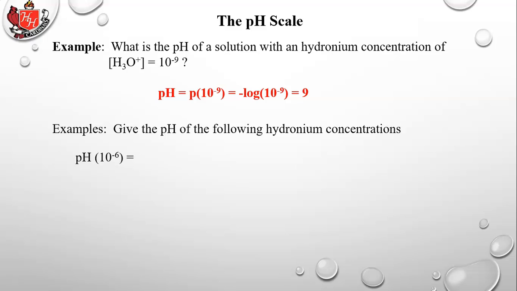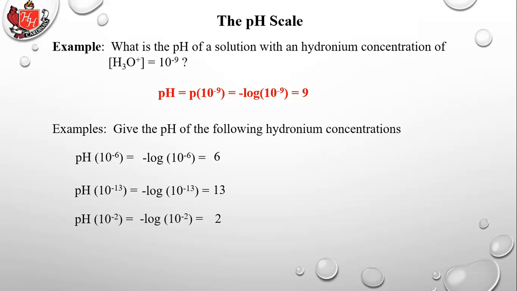So how about pH of 10 to the minus 6? The hydronium concentration is 10 to the minus 6. Then that's negative log 10 to the minus 6. That's 6. pH of 10 to the minus 13 is negative log 10 to the minus 13. That's simply 13. Again, the log brings it out of the exponent, and the negative sign reverses the negative sign in front of the exponent, so you just end up with a nice whole number. 10 to the negative 2 is 2. 10 to the negative 5, pH is going to be 5.